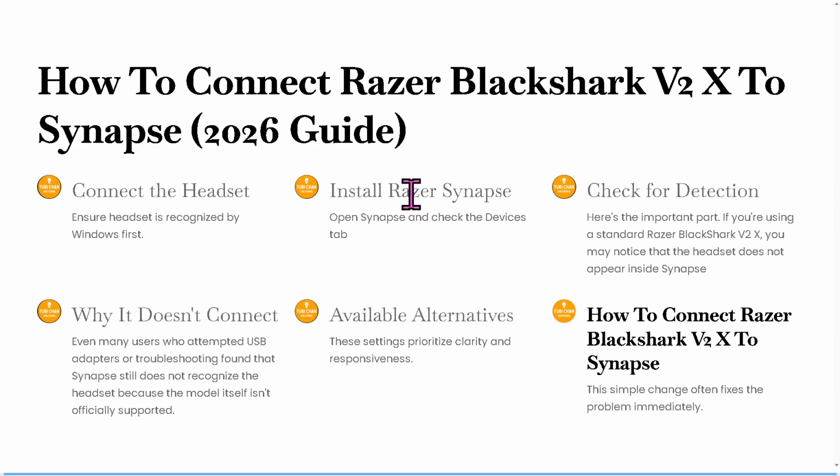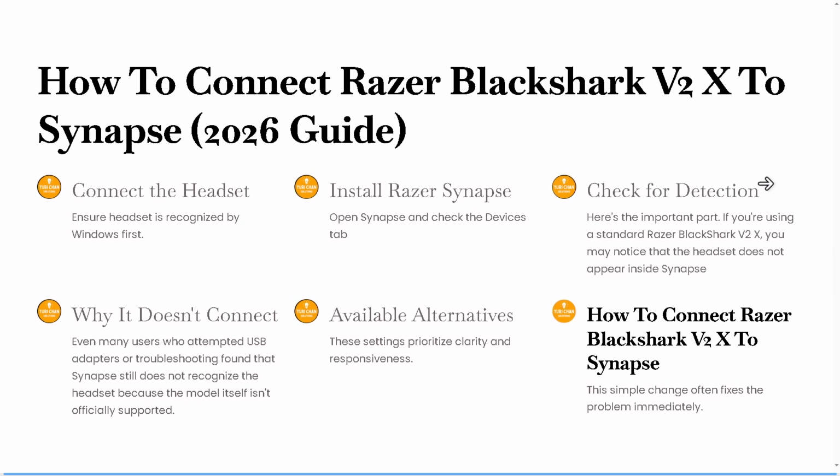After that, you need to install Razer Synapse. Download and install the latest version of Synapse from the official Razer website. Launch Synapse and sign into your Razer account. Allow the software a few moments to scan for connected devices. And then after that, you need to check for detection.